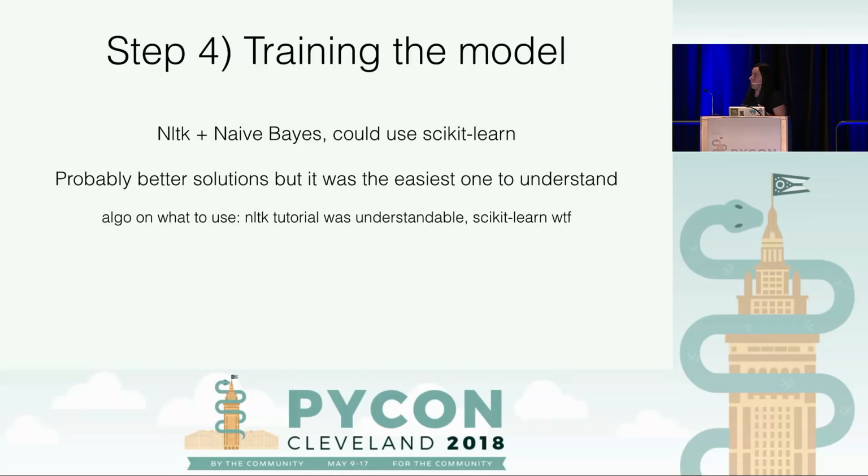If you're an expert in machine learning, you're just completely going to laugh at what I used. I was a complete newbie at the time. I used NLTK and naive Bayes. You could have used scikit-learn. NLTK is pretty good for text-based stuff. Scikit-learn is a lot more sophisticated, but it's a lot harder to understand when you're starting out. How I figured out what to use is I looked at the NLTK tutorial and I was like, okay, I can do this, I understand. Scikit-learn was like, OMG, I have no idea what this thing is even about.